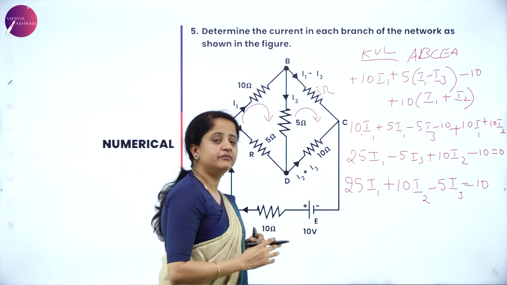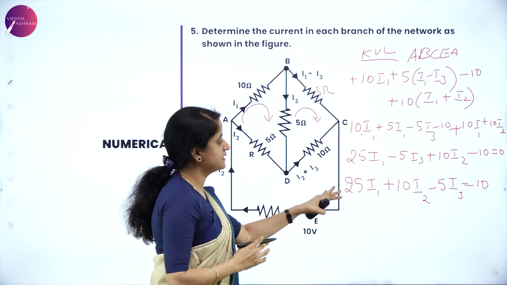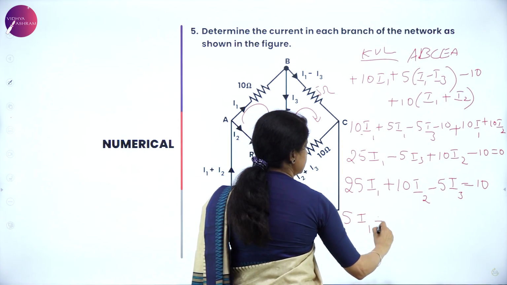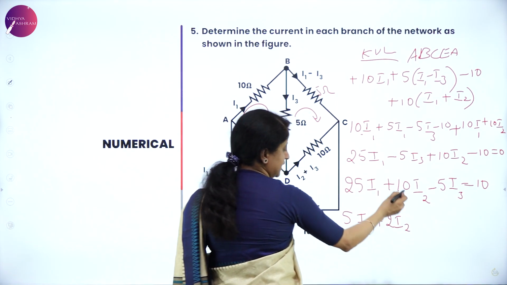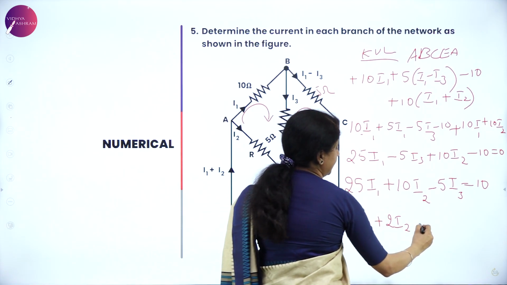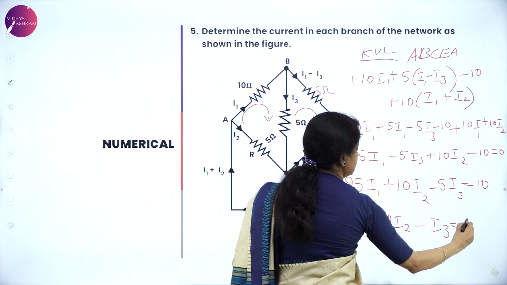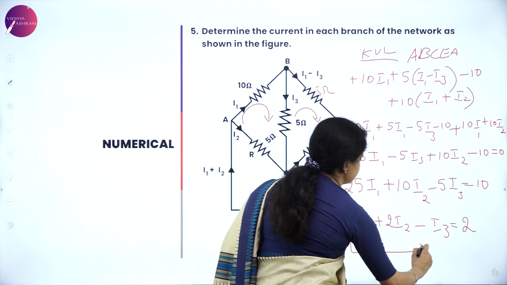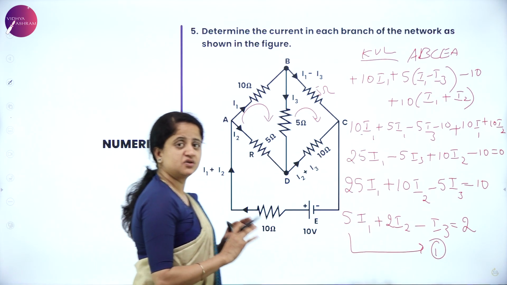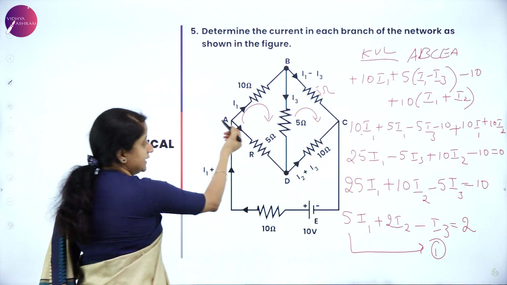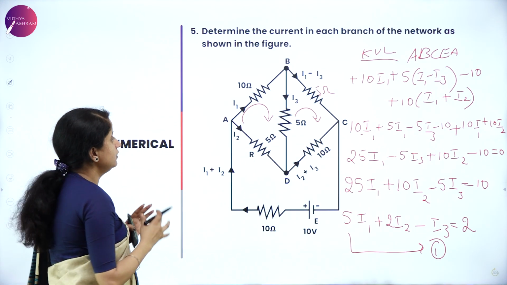Now, we can reduce this by dividing this equation by 5. So, we will get 5 I1 plus 2 I2, because 5 2s are 10, 5 5s are 25, and hence it is 5 I1 plus 2 I2 minus I3 is equal to 2, because 5 2s are 10. So, this is my equation 1. So, we are done with the first loop, that is A, B, C, E and A. Now, let us move on to the next loop.